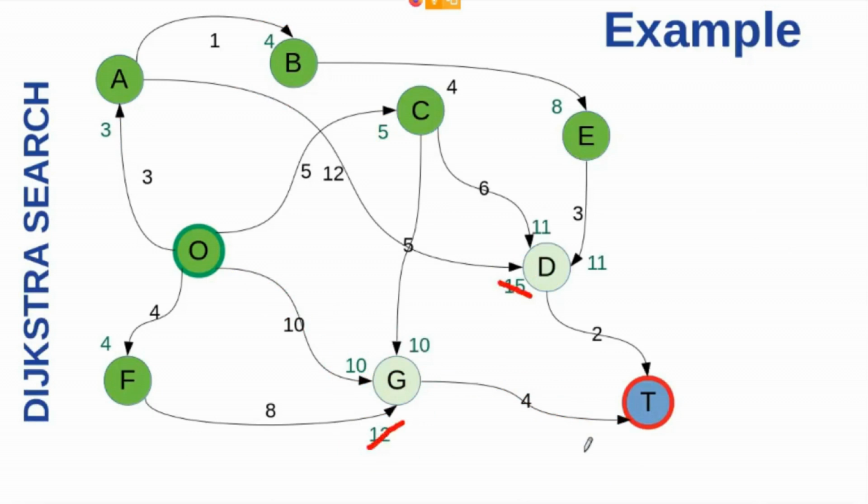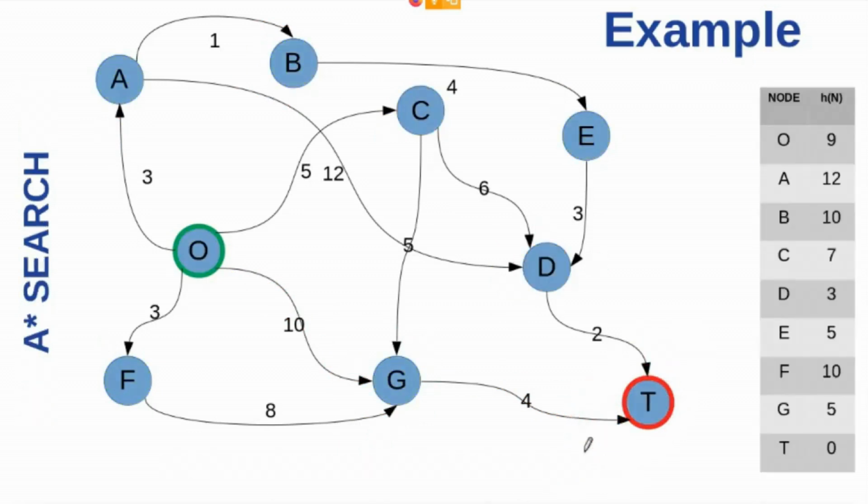Well, let's go now to the A* search algorithm. We start again with the origin to this target, but now we will use the heuristics as the additional information in order to calculate the total effort to go from one node to any of its neighbors, right?